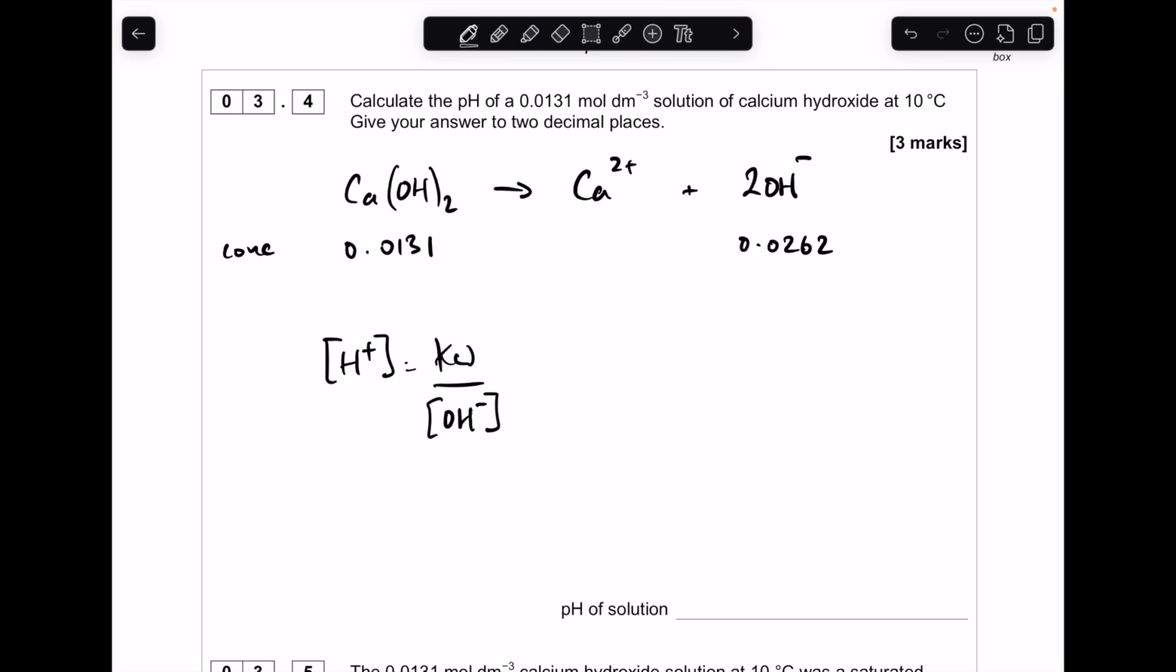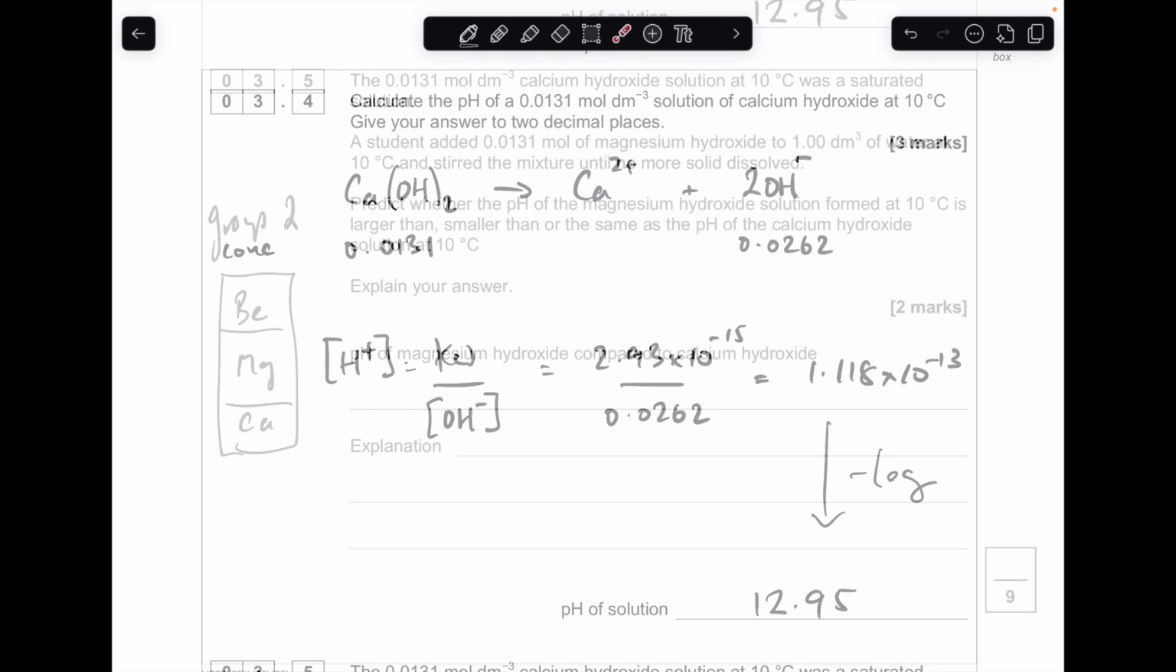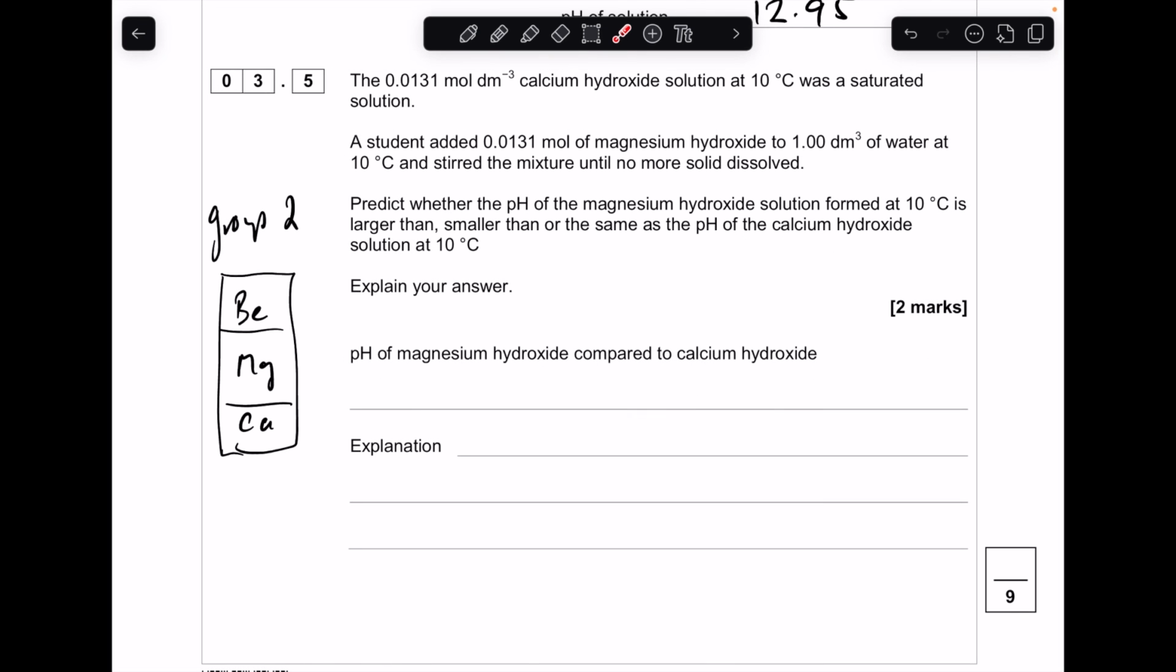Now we bring in the rearranged Kw expression, rearranged for H+ concentration. So Kw over hydroxide ion concentration. Now we just need to sub in our numbers. Remember the Kw value for 10 degrees C is that. So we divide that by the hydroxide ion concentration. And we get that for the H+ concentration, which we just need to minus log for the pH, which to 2 decimal places is 12.95.